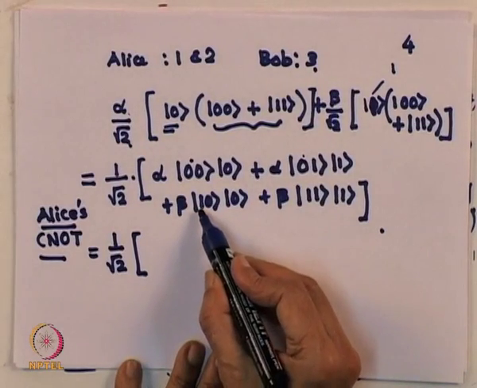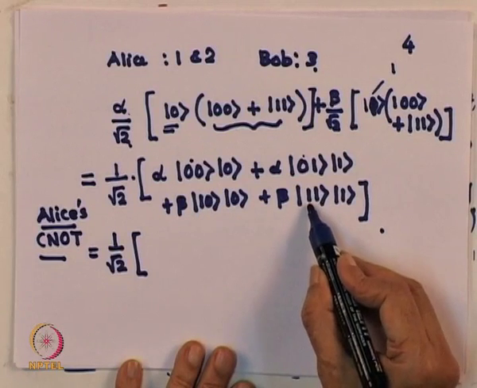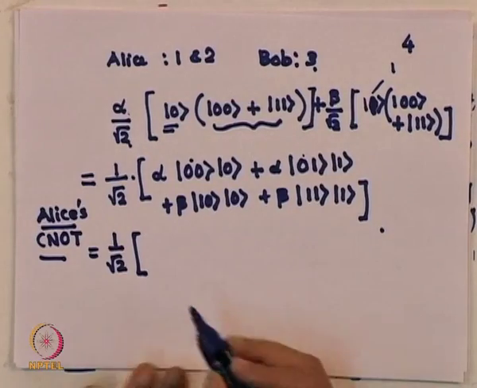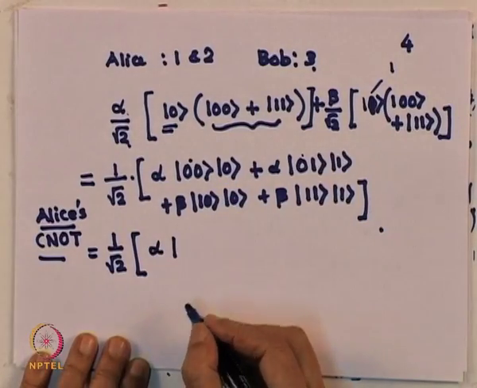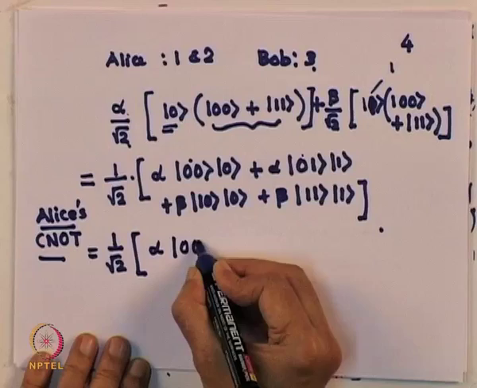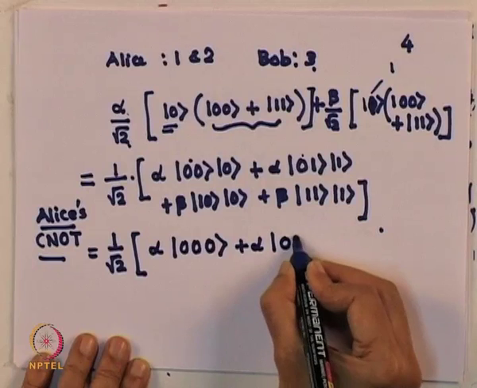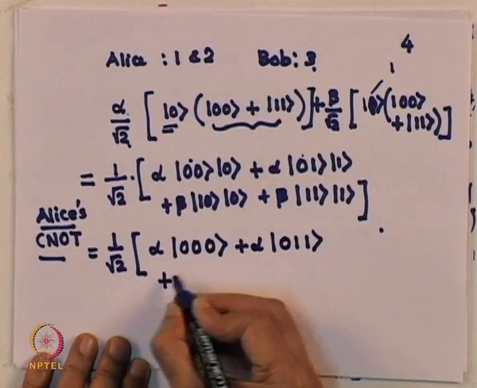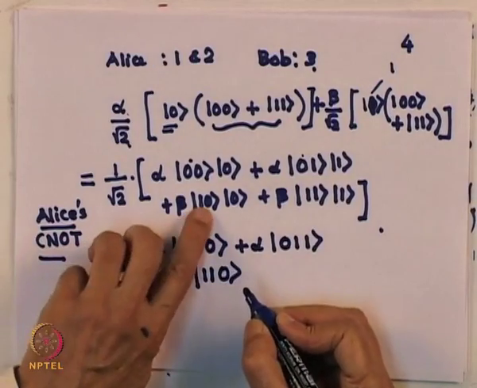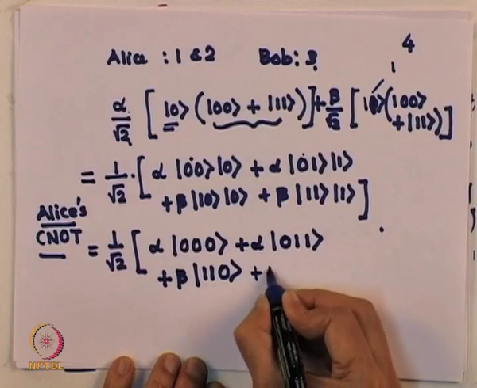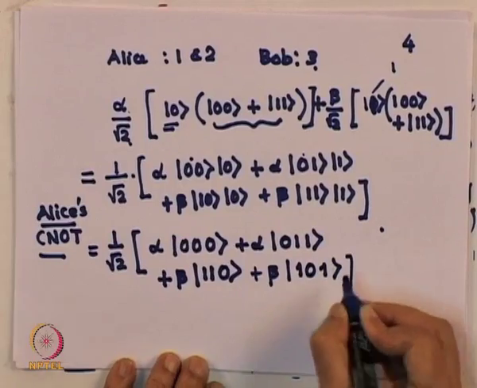Here the control bit is 1, so this 0 will become 1. Here again the control bit is 1, so this 1 will become 0. So how will we write it? We will write this as alpha. Let us return back to our 3 qubit representation. This will be 000, the third qubit belongs to Bob, plus alpha 011 plus beta 110, because this is 1, so this 0 has become 1, plus beta 101. So this is what we have got.